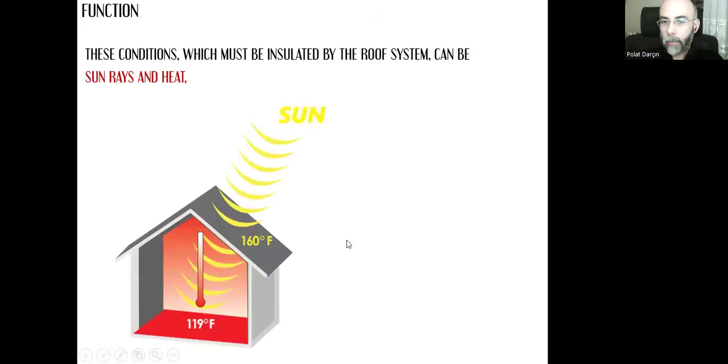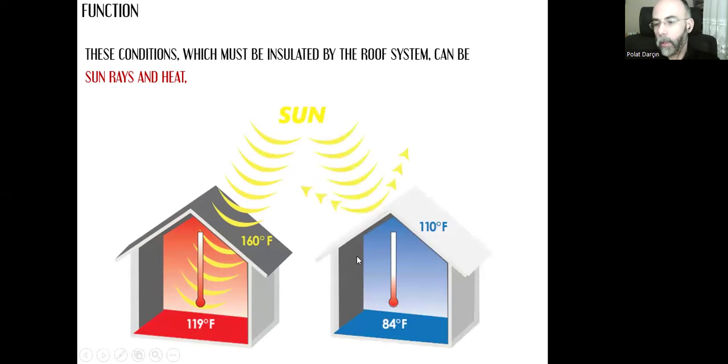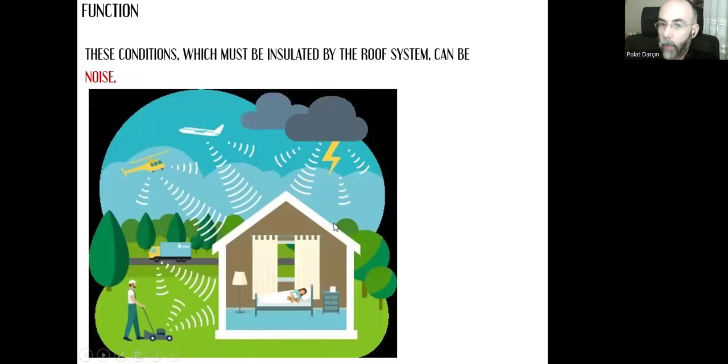Sun rays and heat. As the sun rays hit the surface of the roof, because they have heating effects, they can cause the indoor air temperature to rise. Sometimes, if we are in a cold climate or during the cold season, that's something that we want. But during the hot season or in a hot climate, that's something that can be dangerous for the user. So depending on the user requirements, we may want this heating effect, or we may want to prevent that heating effect.